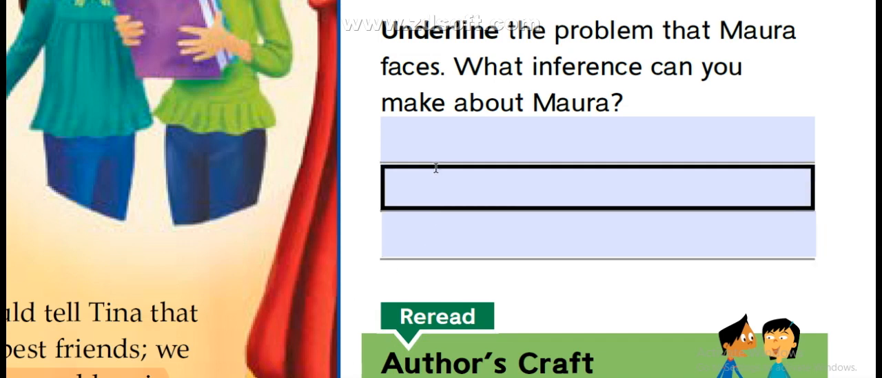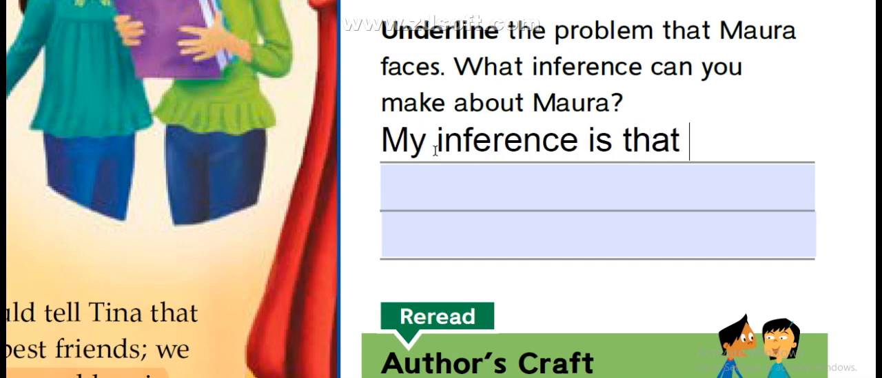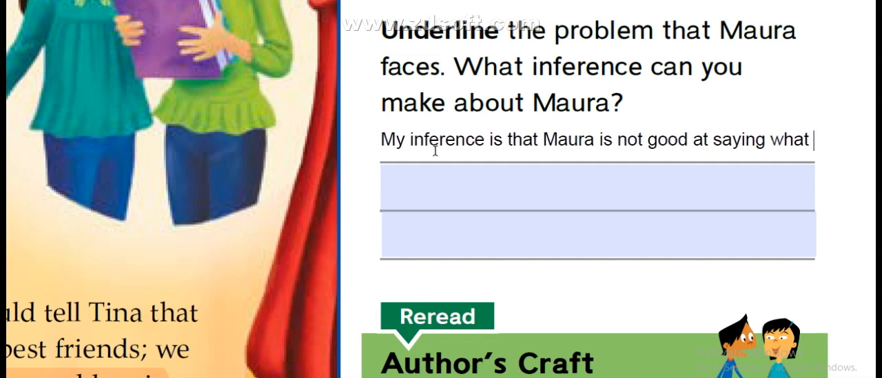So, let's write the answer. My inference is that Mora is not good at saying what she wants to say, right? Because it's your inference, we should answer with a complete answer.